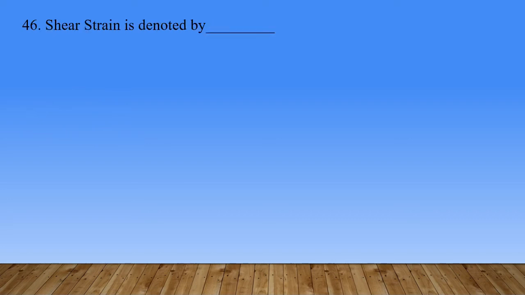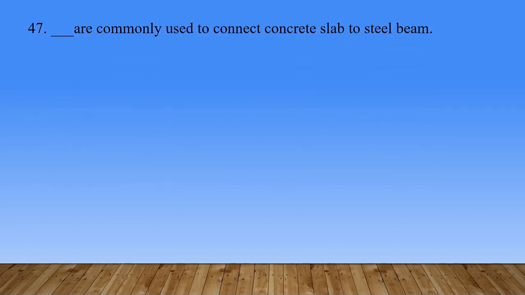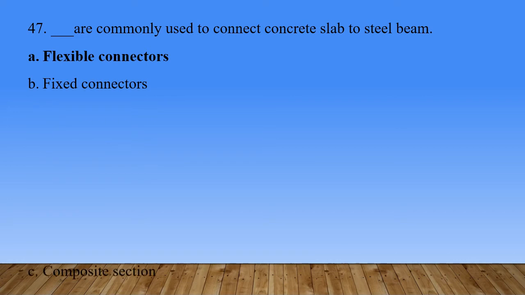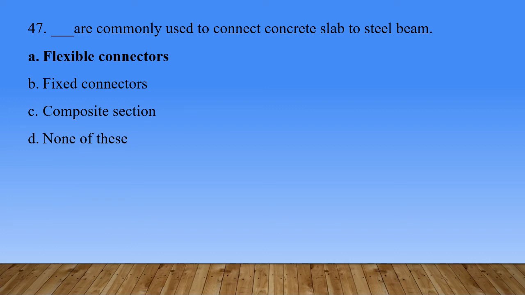Question number 46. Shear strain is denoted by option A E, option B tau, option C G, option D gamma. The correct answer is option D, that is gamma. Question number 47. Dash are commonly used to connect concrete slab to steel beam. Option A flexible connectors, option B fixed connector, option C composite section, option D none of these. The correct answer is option A, that is flexible connectors.